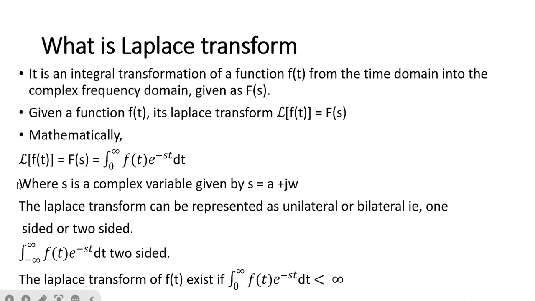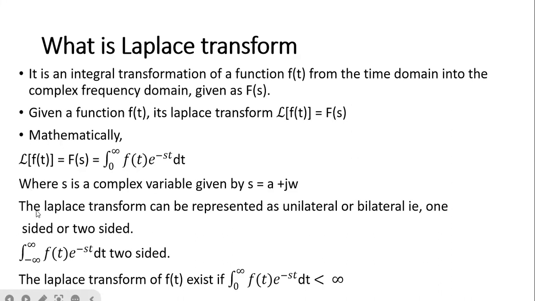Now, you are also expected to explain this, where s is a complex variable given by s is equal to a plus j omega. This s here is a complex variable, complex frequency variable, given to us as a plus j omega, where a is the real part of the frequency and omega is the imaginary part of the frequency.